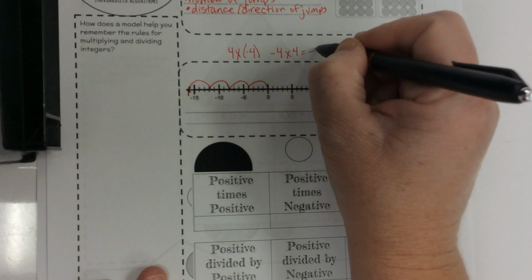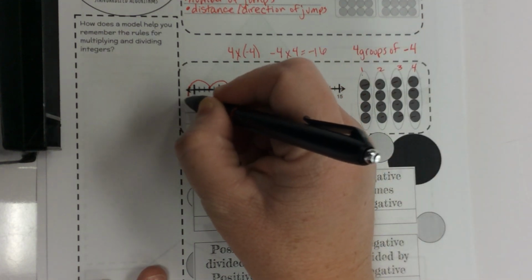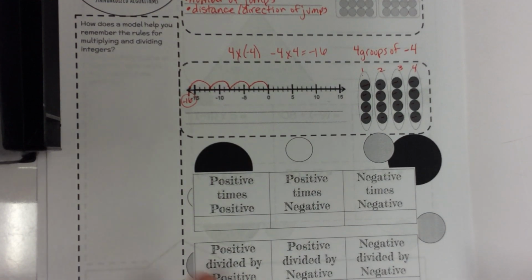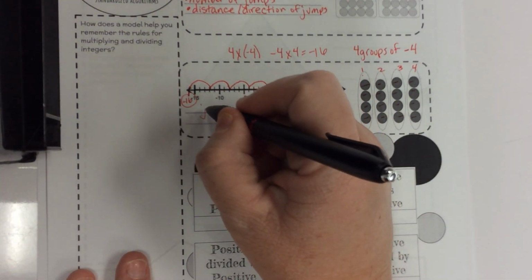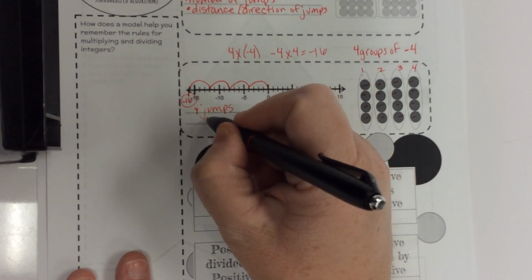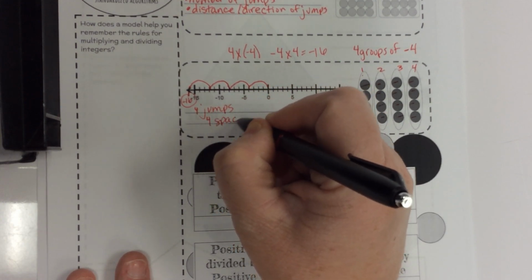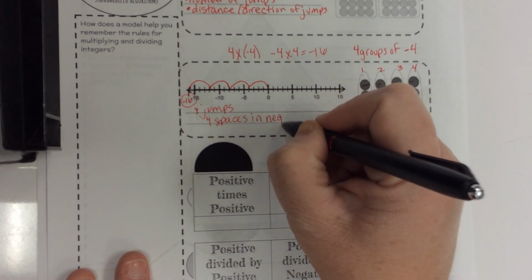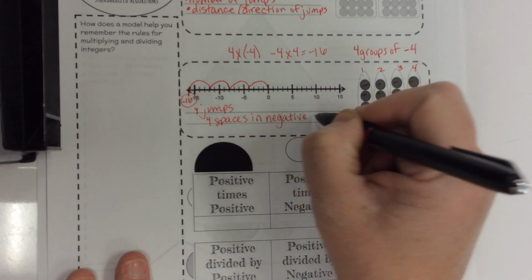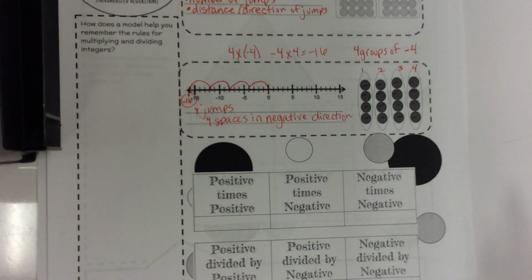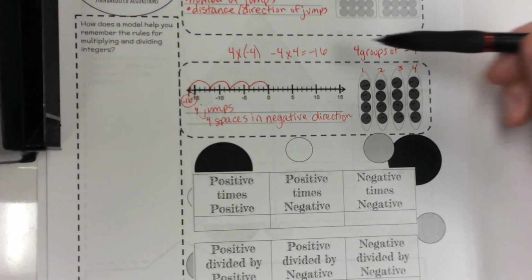Okay? Where you end up at is your answer. Kind of cool, right? So I'm going to say 4 jumps, and then 4 spaces in the negative direction. Okay? Now these are 4 groups of negative 4.